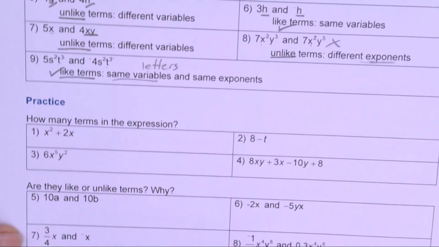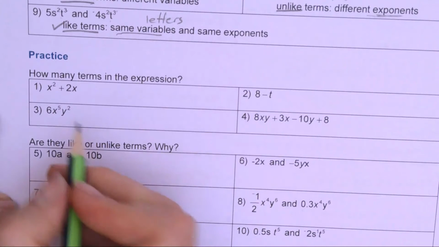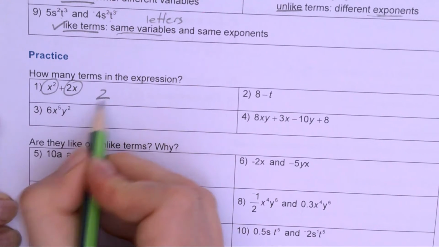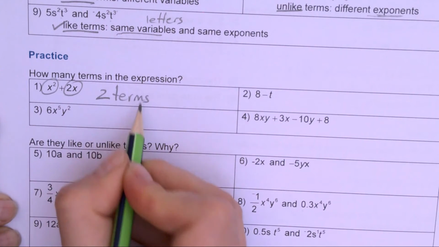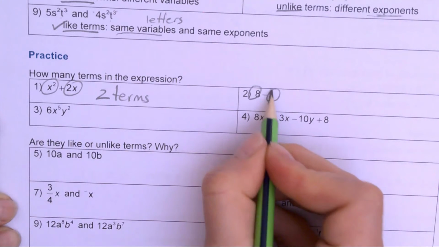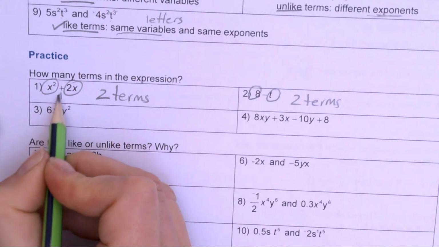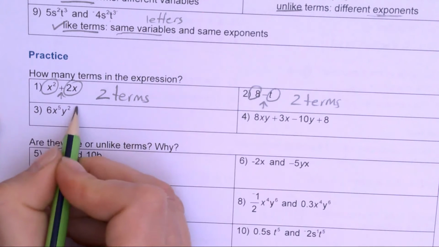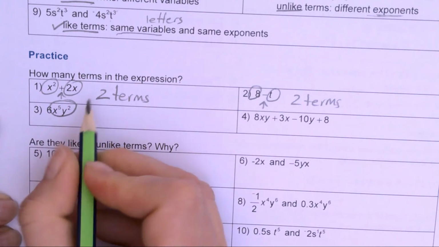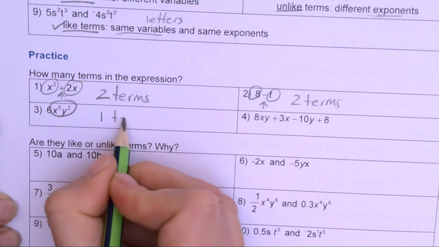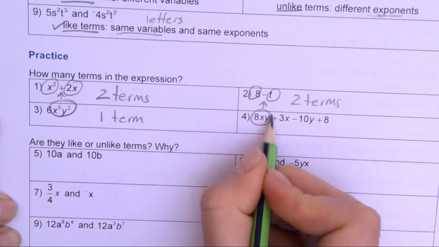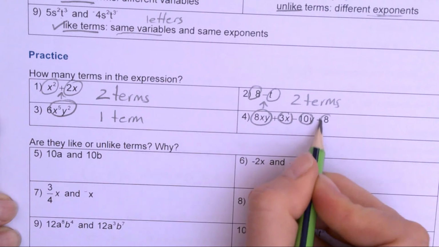So here, how many terms? 2 terms. Just like letters. How many terms? 2 terms, because they're separated by an add and subtract. Here, only 1 term because there's no add or subtract, so it's just 1 term. And here it's 1, 2, 3, 4 terms.